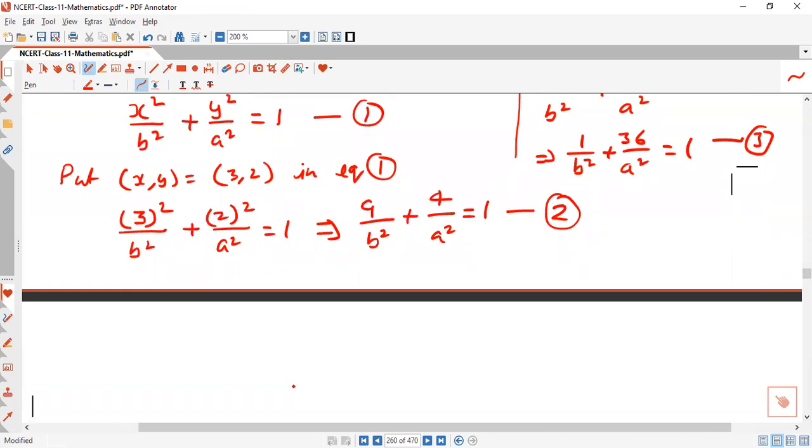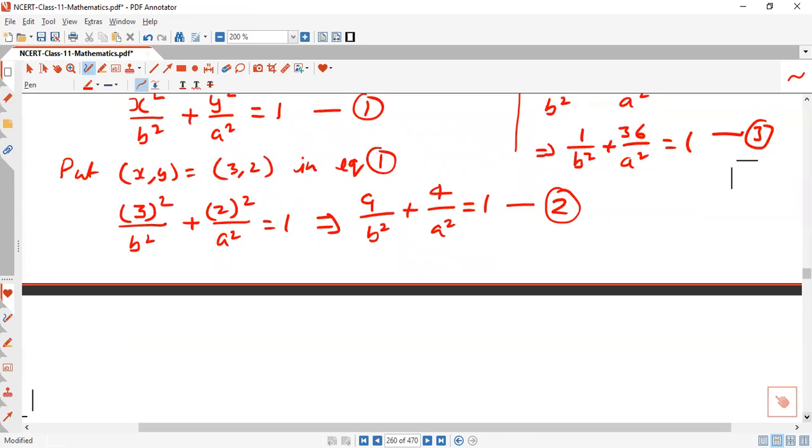So we are writing these two equations. Let's multiply equation number 3 by 9. So what we are getting: 9 upon b square plus 9 into 36. 9 times 6 is 54, 9 times 3 is 27, 27 and 5 is 32. Again 9 times 6 is 54, carry 5, and 9 times 3 is 27, 27 plus 5 is 324 upon a square equal to 1.